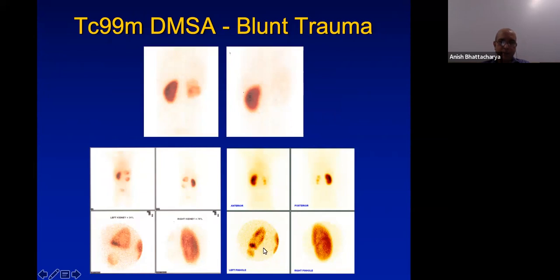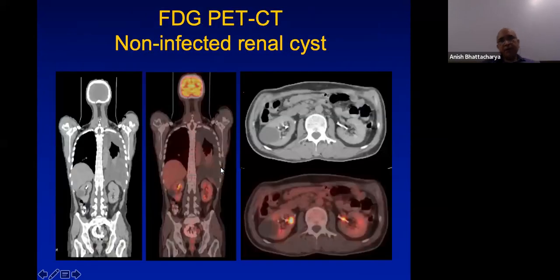Second time, there is some recovery of the functional cortical mass in the mid-cortical region. Now, role of FDG PET. Sometimes we do use it in infection of renal cysts. So this is a patient where you have a non-infected renal cyst on the right side. You can see it in the coronal images as well as in the transaxial images. Cold area, there's no uptake of tracer here in the cyst.